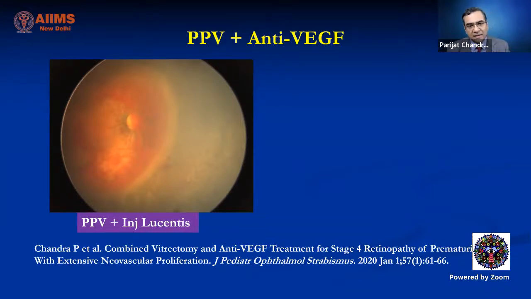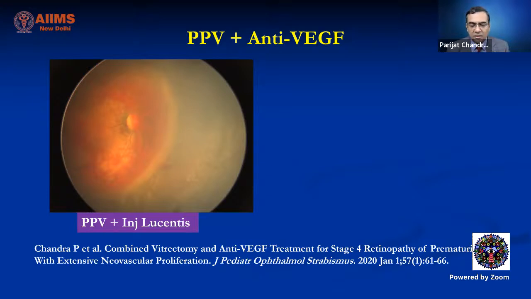You can see what is happening in this case: it's already a lasered zone 1 ROP which has been referred to us. You can see it's in stage 4A. Extensive neovascularization is there. In such cases, if you do surgery alone, it's not going to work because this is just going to crumple over itself and close over, because there's extensive neovascularization. Surgery cannot take care of this. There's a very high chance you'll end up with intraoperative bleed, and a very high chance of postoperative bleed.